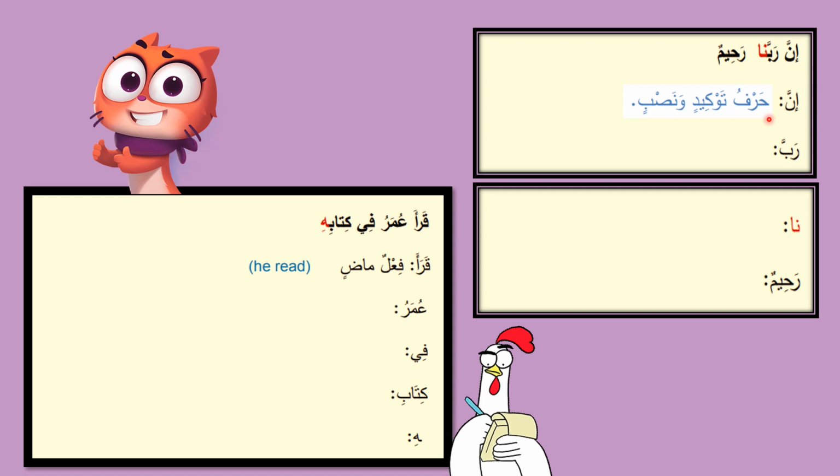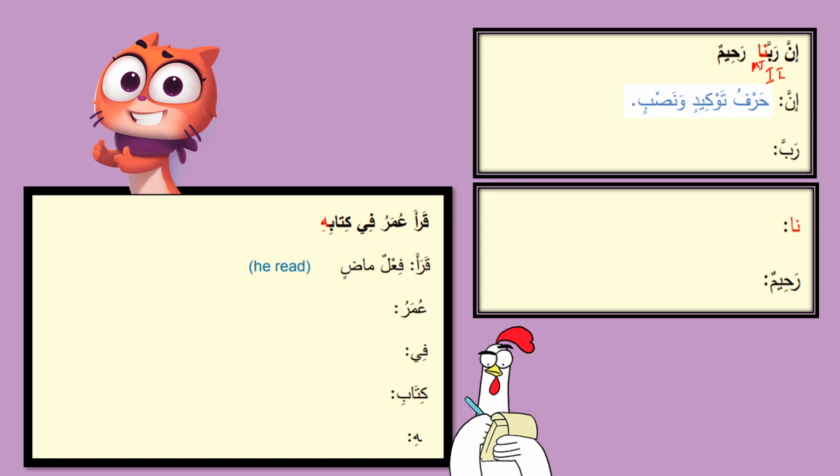It's harf tawkidin wa nasb. Rabb. What comes after inna? Ism inna. And the ism inna is Rabba. So here, first of all, you should see Rabba is ism inna, and Rabb is a noun. So the damir attached with the noun will be in mudaf ilayh position.